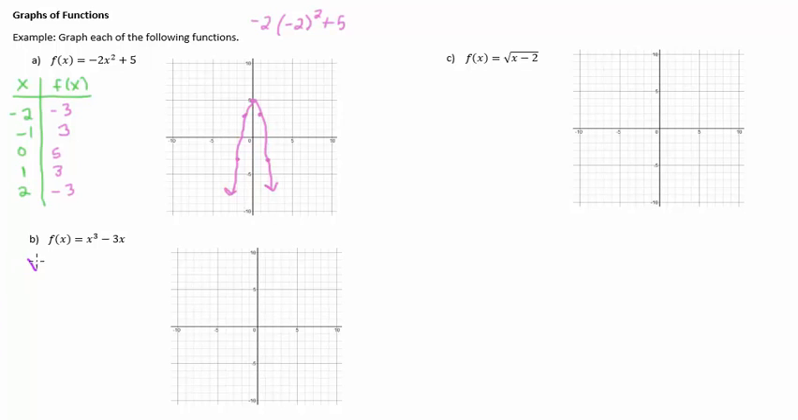So for part B, table of values, I'm going to use the same points, and then I'll just give you an example. If I plug in the first one, what it'll look like, I plug in negative 2 to both places where I have an x, and then I work it out. So negative 2 cubed is negative 8, and then negative 3 times negative 2 is positive 6. Negative 8 plus 6 gives us negative 2.